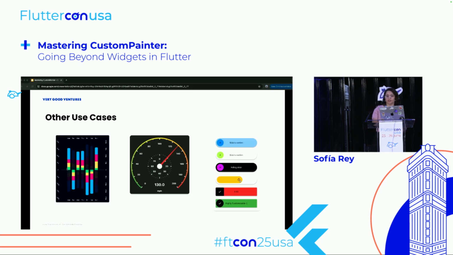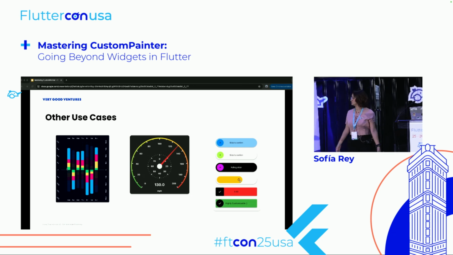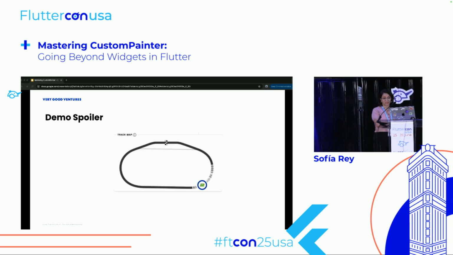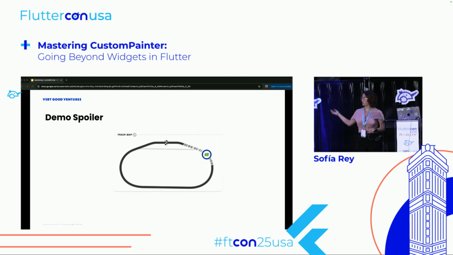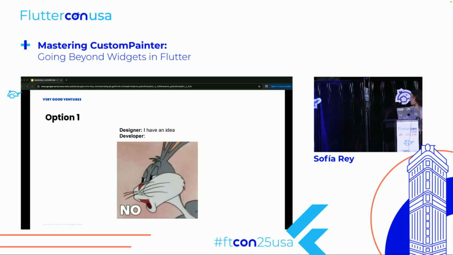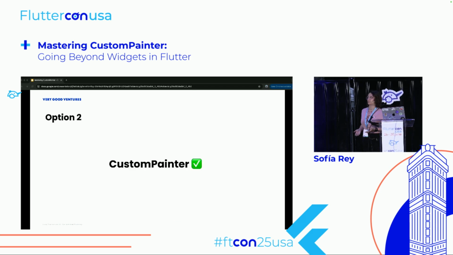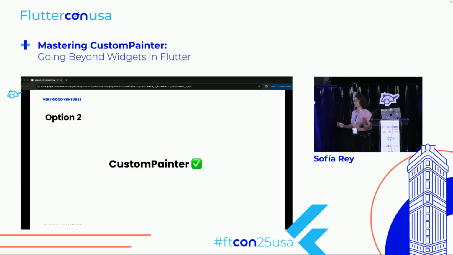Well, we could also have other use cases, like we need to implement a chart, which is pretty common, or a speedometer, any custom control, or which was my case, and a small sneak peek into today's demo, a track map where a car has to follow the track. So you really have two options here. The first will be to just tell the designer, sorry, nope, no budget, no time for this. And the second one would be to use CustomPainter. If you chose the second one, okay, you can stay in this talk.